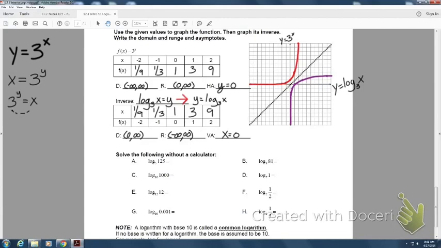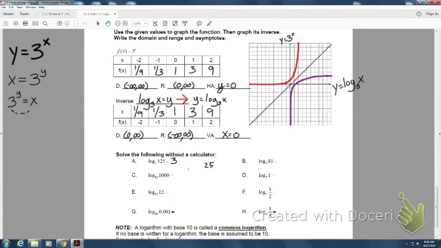5? No. 2? No. 5 to the power of 2 is 25. 5 to the power of 3 is 125. Okay? 25 times 5. Think about it. That's log solves for the exponent. 5 to the power of what equals 125? 5 cubed is 125.